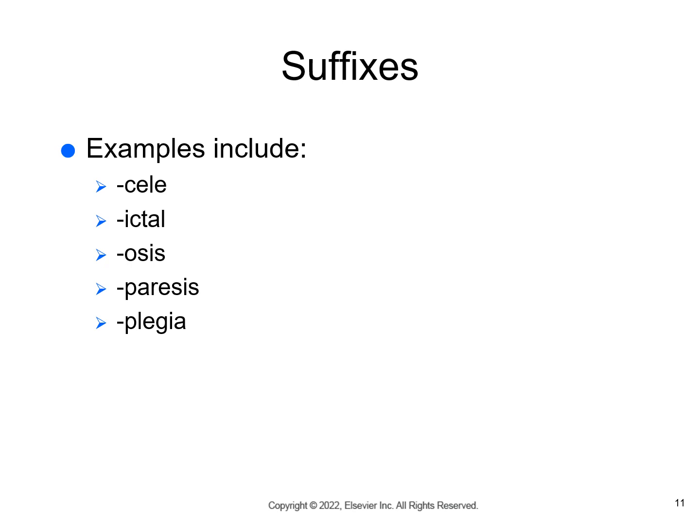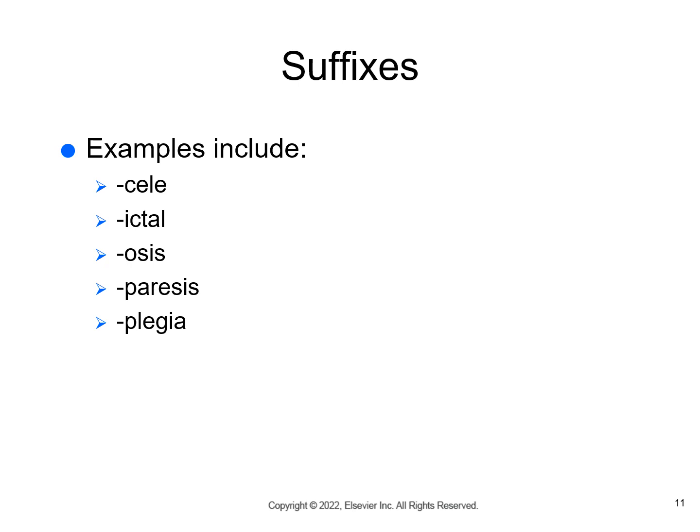Some of the more common suffixes that you would see in the nervous system include cele, which is hernia or protrusion. Ictal, which means seizure or attack. Osis, which is an abnormal condition, and when you see that in relationship to a word part that refers to blood or blood cell, then that would mean an increase of.